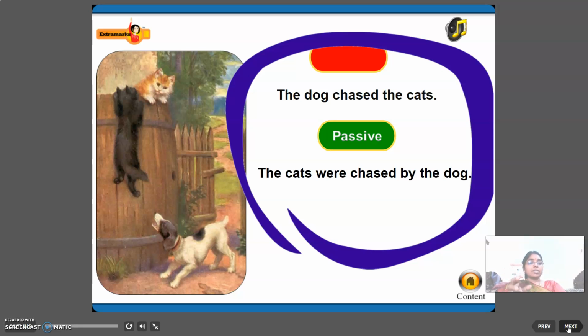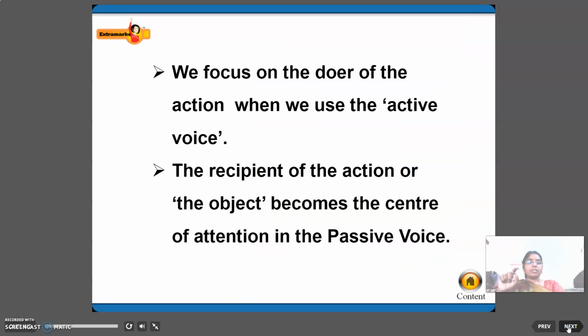The cats is the subject. They are the receiver of the action. The cats were chased by the dog. The cats were the receiver of the action. So here it is passive voice. Right, children? I hope you understood the difference. We'll see again in detail.